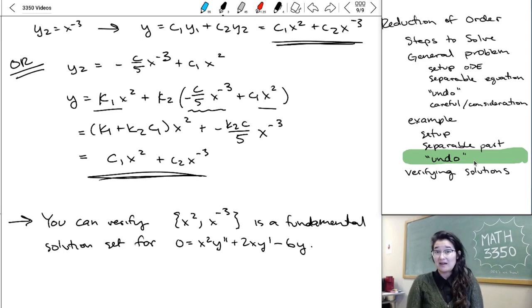So I'm going to go ahead and stop us here. But great work with reduction of order. I know it's a hard one. I'm pretty sure you're going to like everything we do in this section more than this. So kind of the hard part's over.